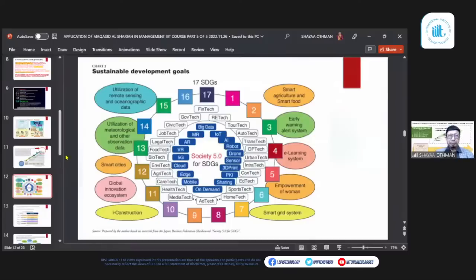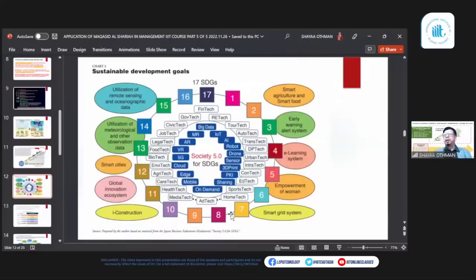That's my view. So look at Society 5 advocated by the Japanese. They are trying to answer the 17 SDGs, the Sustainable Development Goals advocated by the United Nations. They are using the internet, using information, digital technology, pushing tech to overcome all these problems.